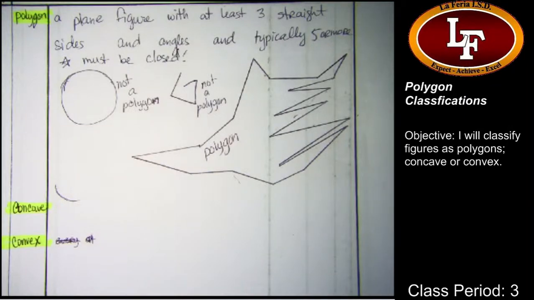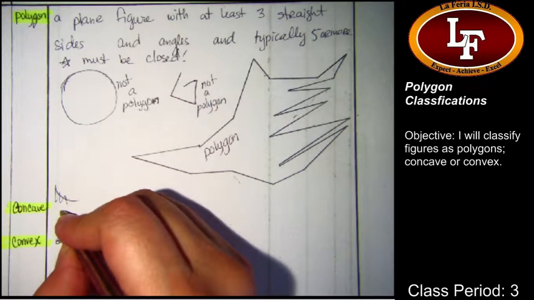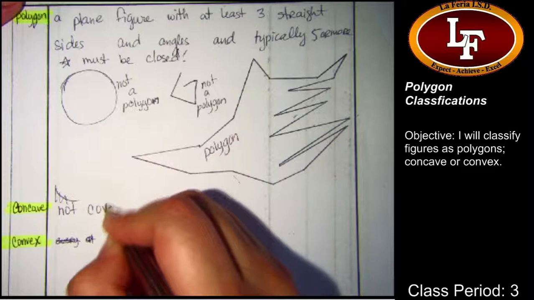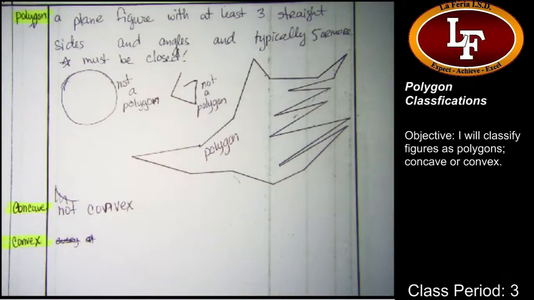Look, I found it. A concave polygon is a polygon that is not convex. It's simple, it's elegant, it's beautiful. Not convex. So what does convex mean? Not concave. Helpful.